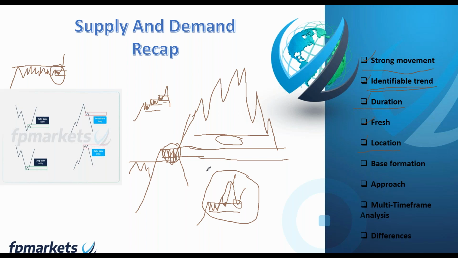The question you need to be asking yourself is, did the zone break anything of note? For example, did it break a round number? We know round numbers are very popular. Let me try and draw a clearer example. Let me get rid of all this now, and I'll draw a clearer example for you guys.